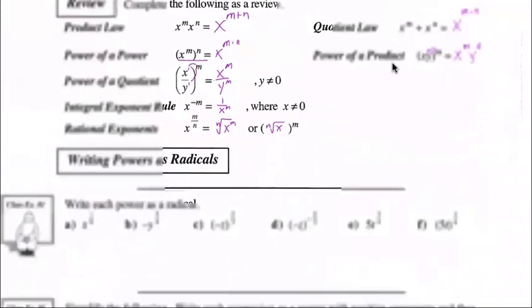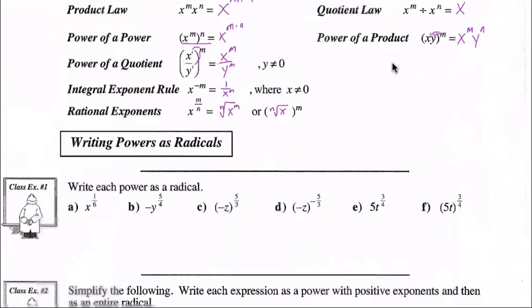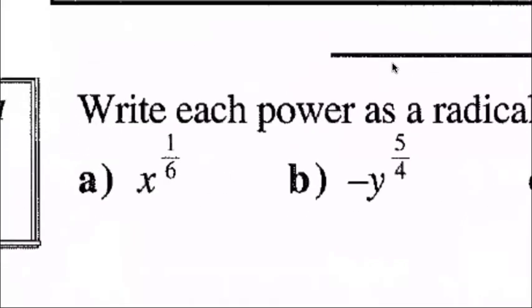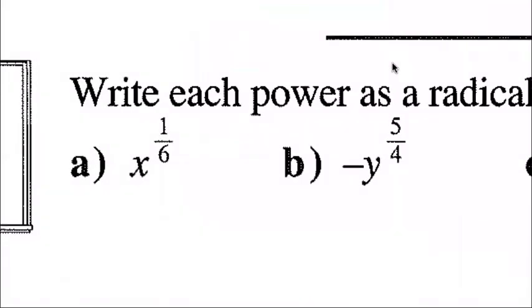So if we look at some examples, write each power as a radical. Remember, the denominator of the fraction is our index, so this is the 6th root of x. And there would be a 1 maybe. I wouldn't write it, but you could put a 1 there. Right? We never write the 1, so it's not there.